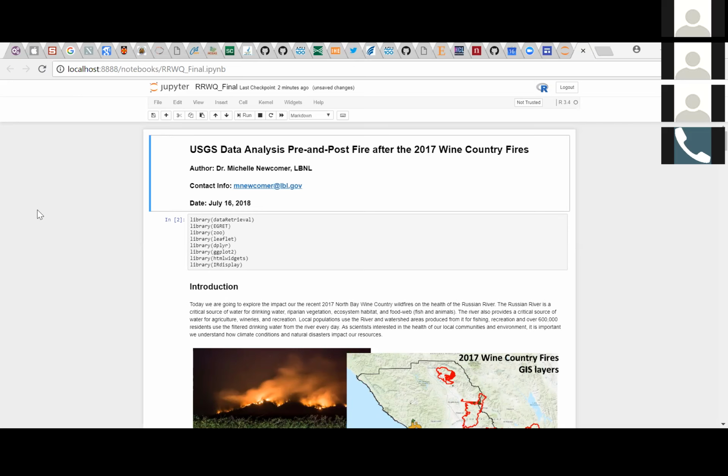So what you're looking at on the screen is my Jupyter Notebook, and I'm using an R kernel for this. And so I'm going to run through this analysis.